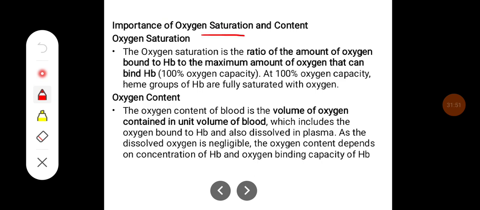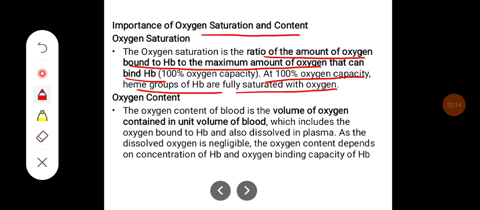Importance of oxygen saturation and content. The oxygen saturation is the ratio of the amount of oxygen bound to the hemoglobin to the maximum amount of oxygen that can bind hemoglobin, that is 100% capacity. So at 100% oxygen capacity, the heme groups of hemoglobin are fully saturated with oxygen.